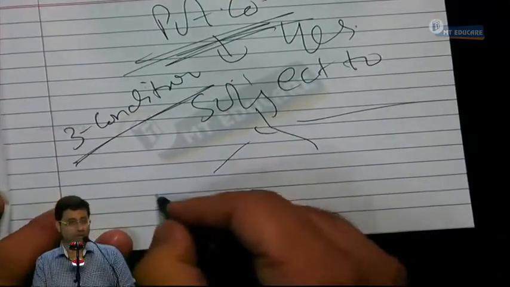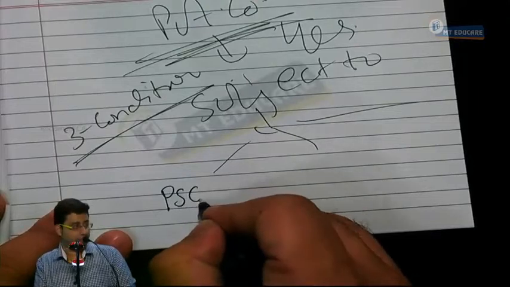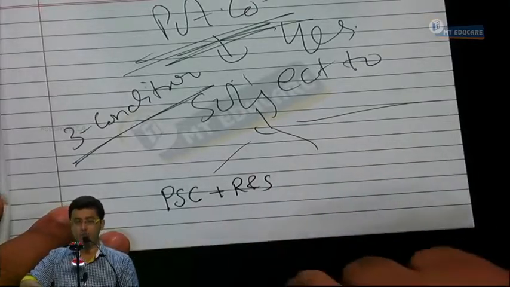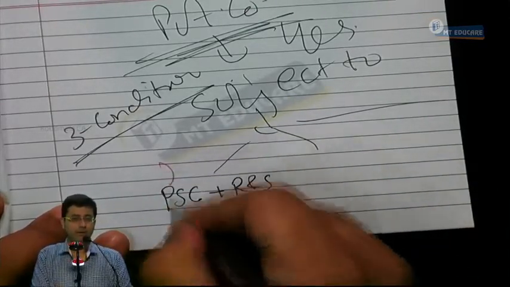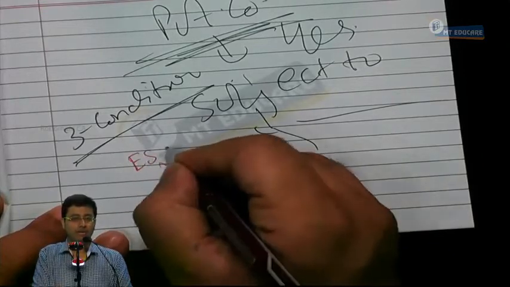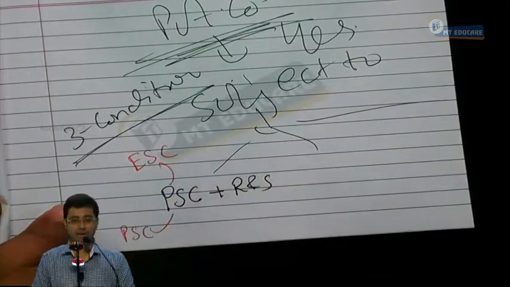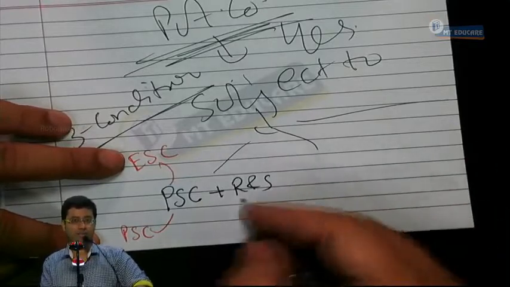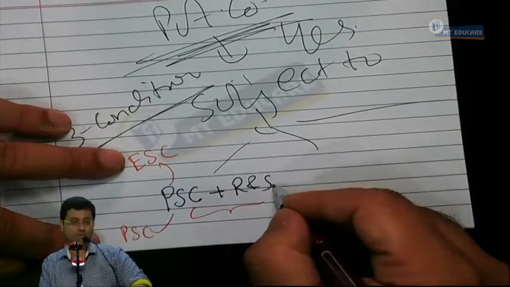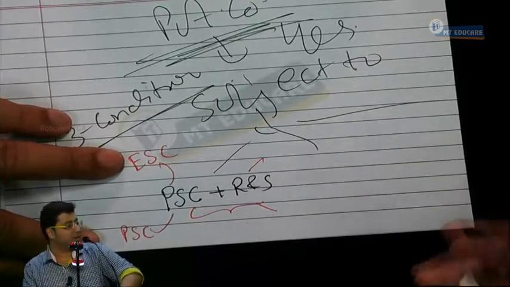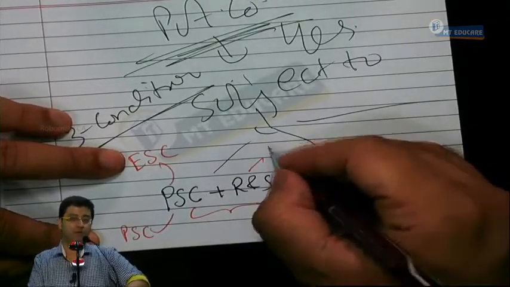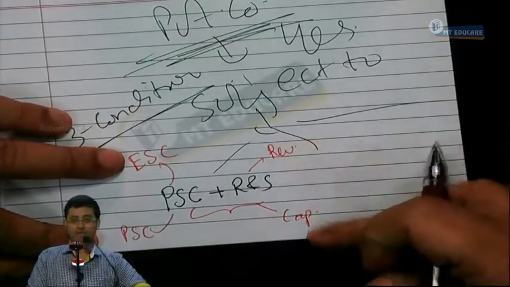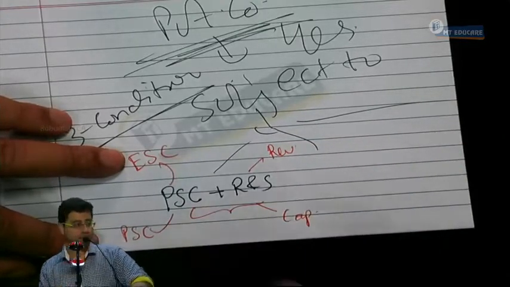Condition number 1: if the paid up share capital plus reserves and surplus. What do you mean by paid up share capital? Paid up share capital can be equity share capital or preference share capital, both taken together. So if the paid up share capital of such a company plus its reserves and surplus. Do we have to take all the reserves and surplus? The answer is yes. You have to take revenue reserves as well as capital reserves. Take all the reserves and add them with the paid up share capital.